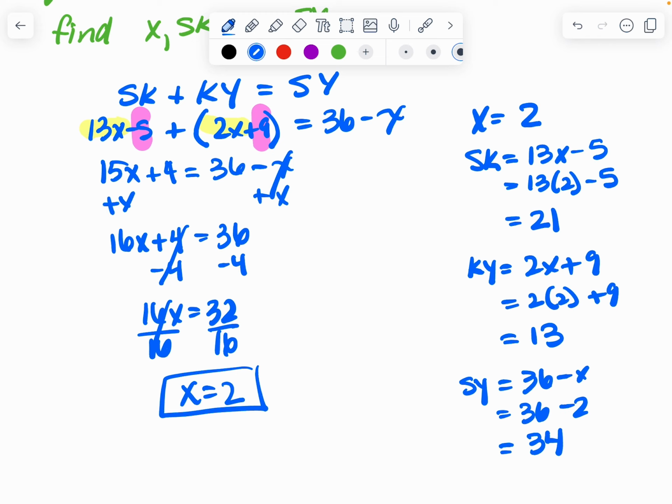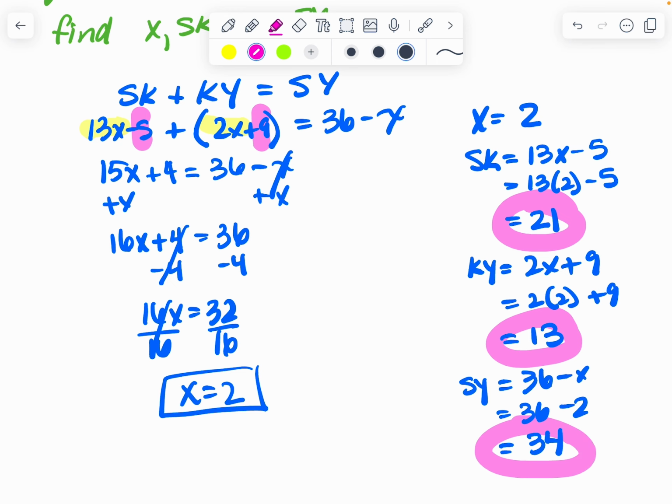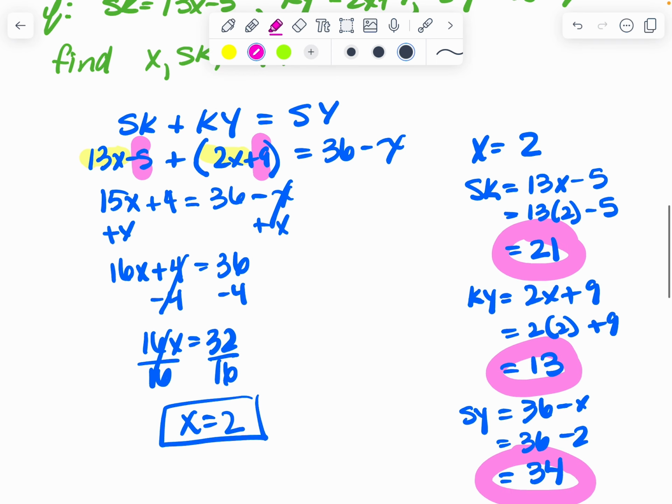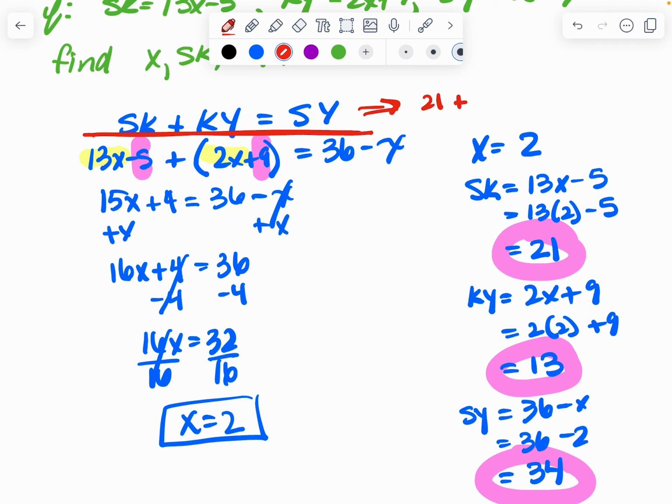Now, to verify that, because it's always a good idea to check, this plus this should equal that. So we said way back up here that this was the equation that we were doing. That means that if SK is 21 and KY is 13, that should equal 34. And it does, so that's how I know that I've done my work correctly.